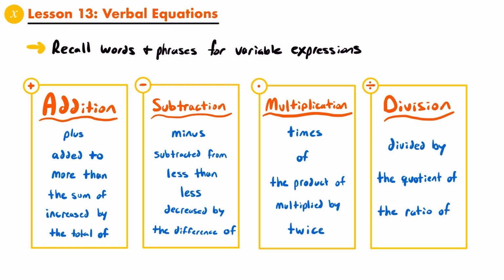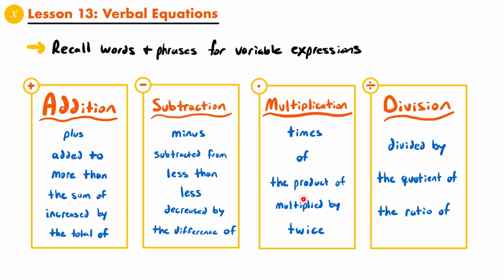And then for multiplication, we have times, of, the product of, multiplied by, and twice, which all refer to multiplication between two numbers, that last one just referring to the multiplication by 2. And then finally, division. There are three different phrases that we learned. We have divided by, the quotient of, and the ratio of. Those are three phrases that refer to the division of two numbers.